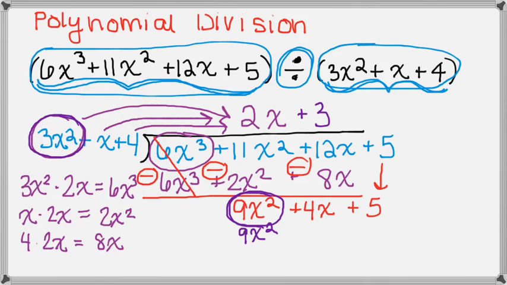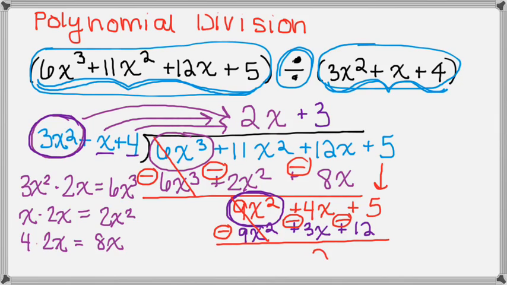And then we take, just like before, the x and multiply it by the 3, so that gives us 3x. And then the 4, multiplied by the 3, gives us a positive 12. So once we have that line, we're going to go through and subtract again. So this becomes a negative, this becomes a negative, this becomes a negative. We combine vertically, so the 9x squared cancels out. Then we have 4x minus 3x, so that gives us x. 5 minus 12 gives us negative 7.